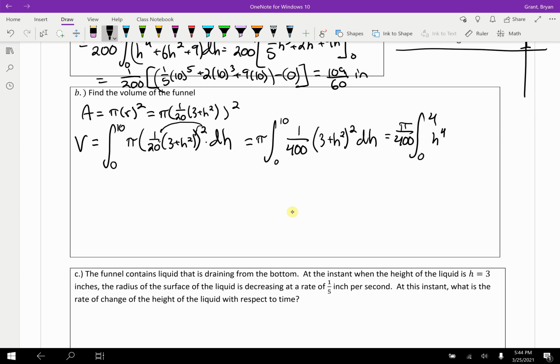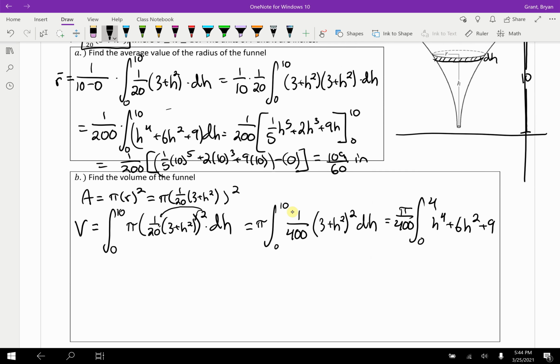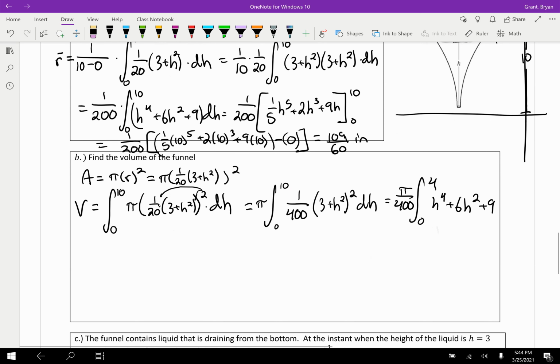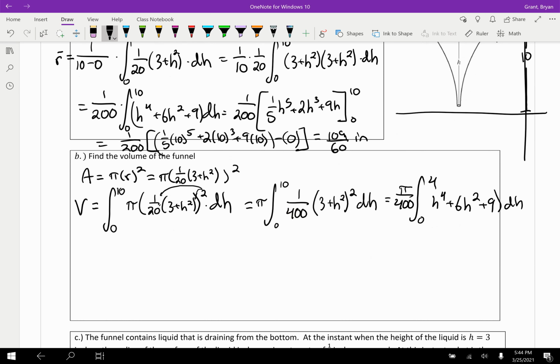This was h to the 4th, right? Plus 6h squared plus 9, right? We actually did this whole thing up above. dh. We do still need to show the antiderivative again, but this is just repeating what we've already done, so it's not terrible. 1/5 h to the 5th plus 2h cubed plus 9h from 0 to 10. And then substitute everything in.